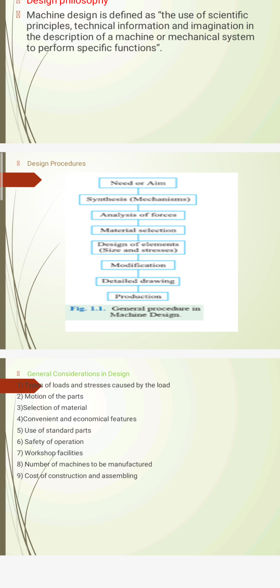Okay, so in general design considerations you may write any type of design consideration. But in the design procedure of a machine component you should follow this procedure: need, synthesis, analysis, material selection, design, modification, detail, and production.